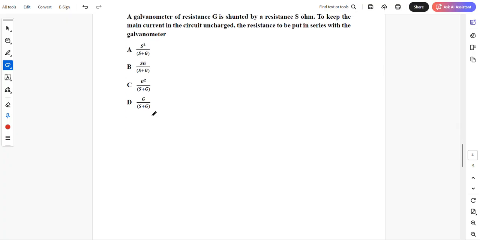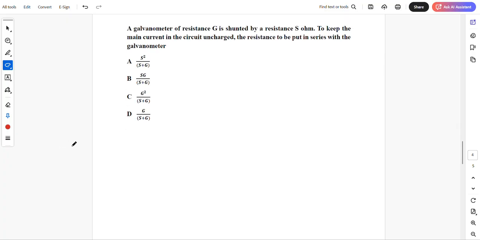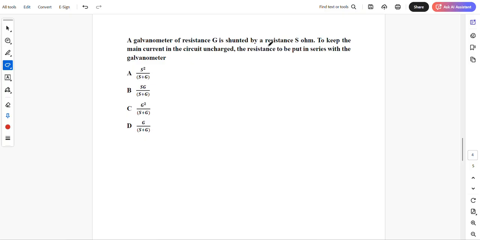Next problem, let us see. What is this? A galvanometer of resistance G is shunted. Resistance G is given.